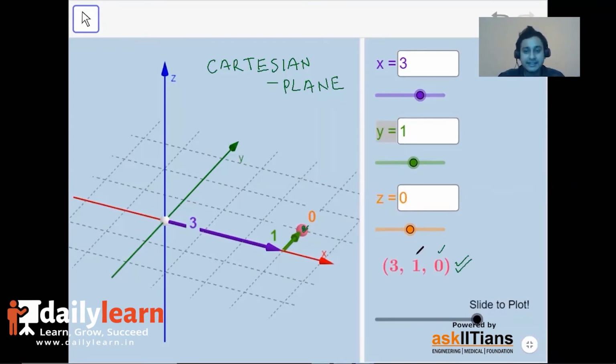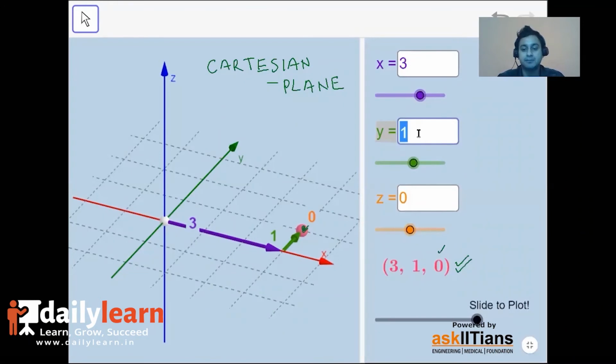So guys, let's discuss a few more points over here that we can easily analyze. If I change this y point to -1, let's go slightly different. Now as you can see here, we have gone in the negative y direction. This was the positive y direction. Now we are coming down in this particular region. So here we can say that this point's coordinate is (3, -1, 0).